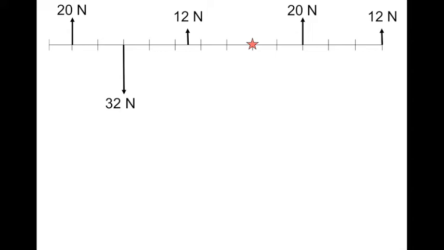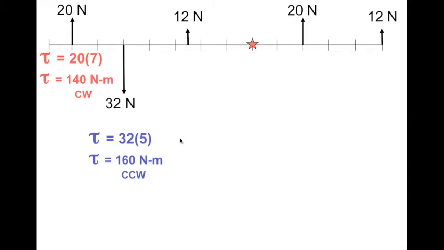So I hope we matched answers. Here is 20, it was a distance 7, so it was 140, and you can tell that one makes it go clockwise. The next one, 32 times 5, I get 160, and that is counterclockwise, goes this way.